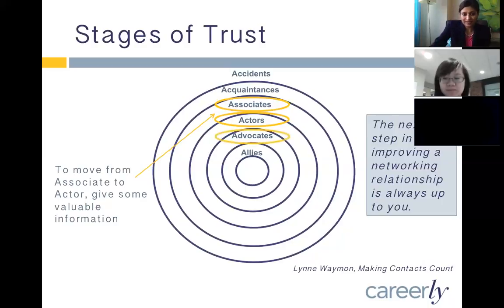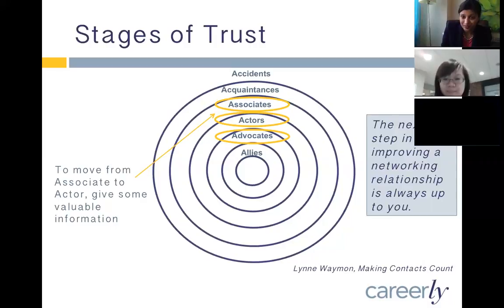Advocates and allies, and this is why I think her system doesn't need to be this complicated. Advocates and allies are practically the same thing. Those are people who are actually advocating on your behalf. They are people who know you very well, and because they know you, they trust you, and they will vouch for you. They're willing to refer you to somebody. They're willing to make an introduction. They are people who will work on your behalf. They're an advocate for you. That's why the word advocate, right?